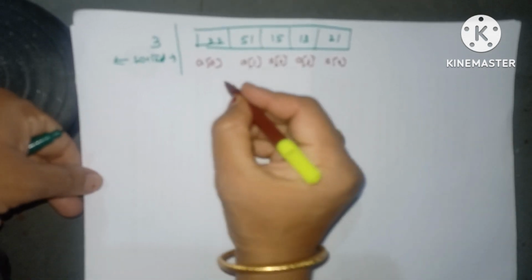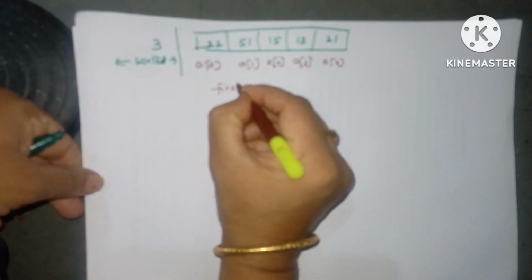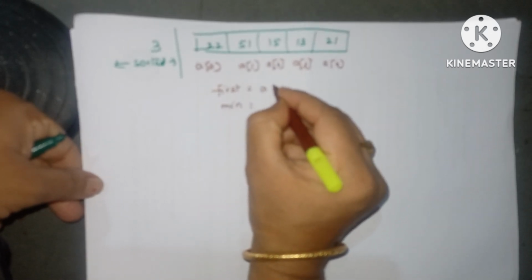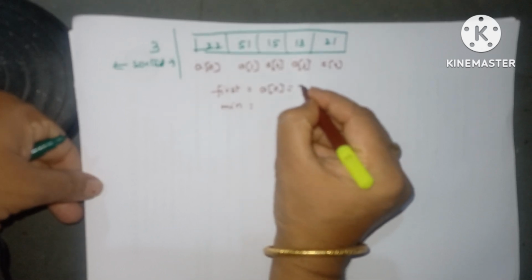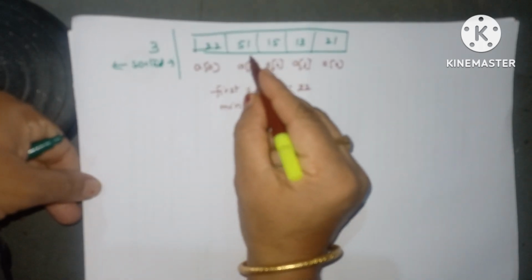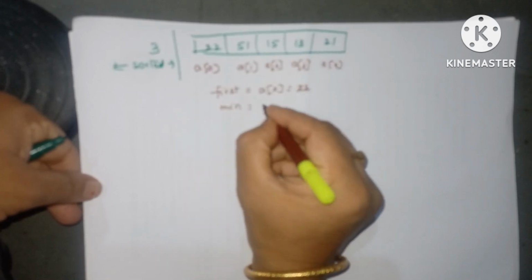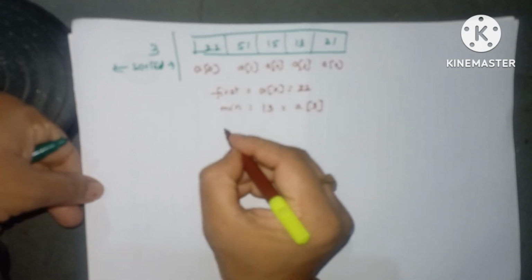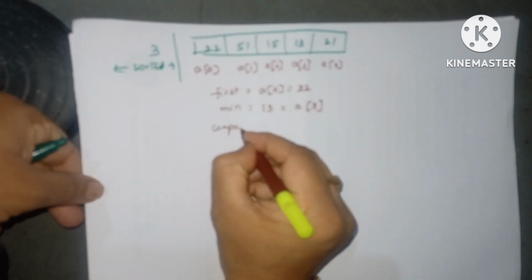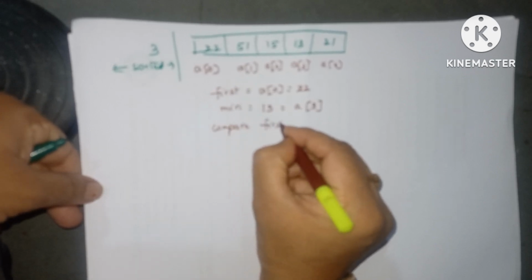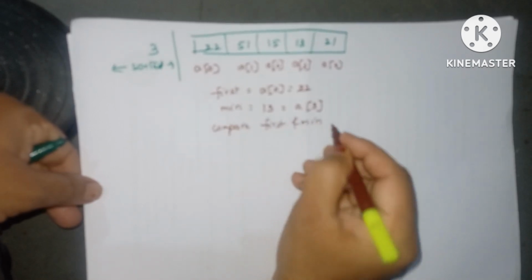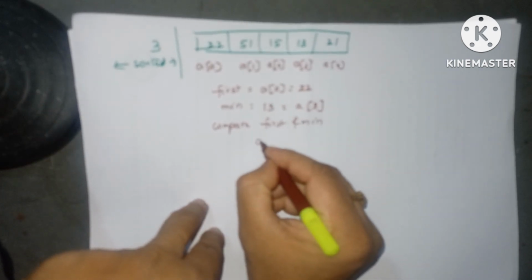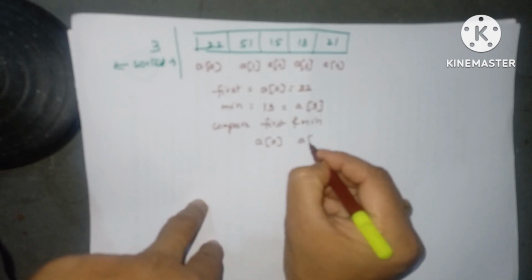How do we repeat the same procedure? Again find the first element and the minimum element, same rule. What is the first element? A of 0, and its value is 22. Which one is the minimum element out of these 5? 13 is the minimum element, at position A of 3. Again compare the first element and the minimum element. The first element is always smaller than the next elements if it is in order. So compare A of 0 and A of 3.